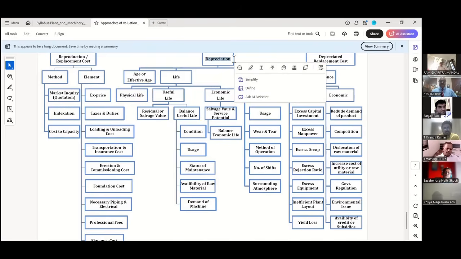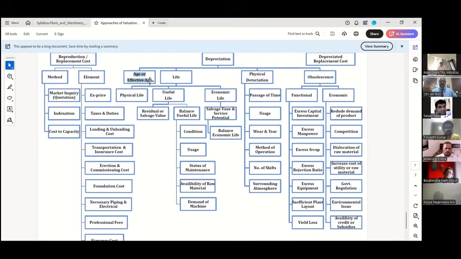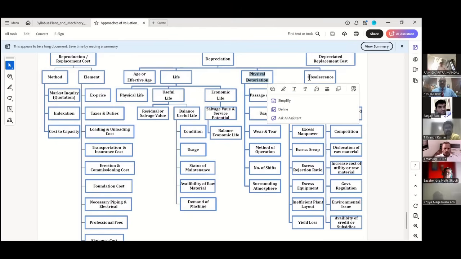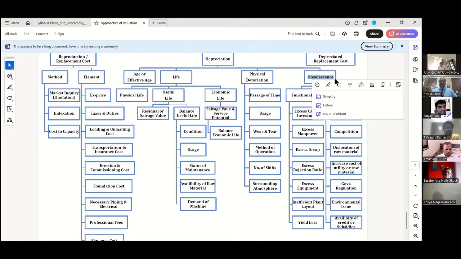Then, second, after finding the replacement cost, what you are doing? You are providing the depreciation. To provide the depreciation, what do you require? Age or effective age. You require the life. You require the physical deterioration, or information about the obsolescence. Age or effective age, that is chronological age or effective age. What do you mean by the effective age? It is the age compared to the new machine, the efficiency of a machine compared with a new one of like kind.